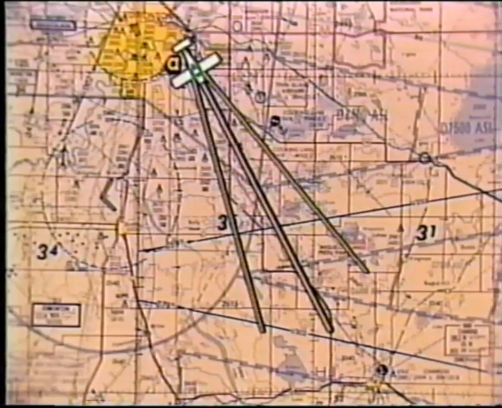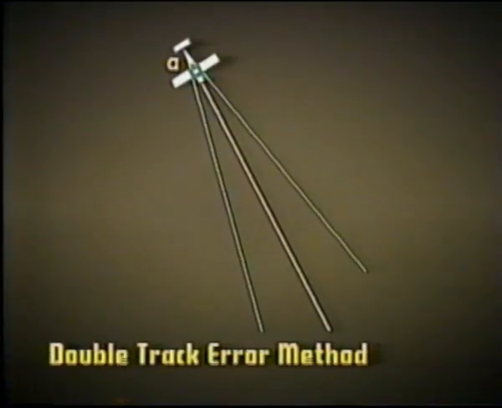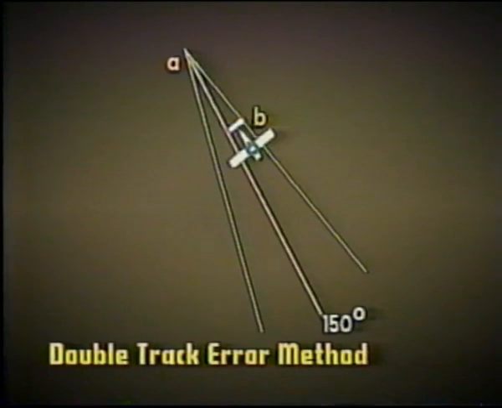The first method is the double track error method. You have calculated your heading to reach your destination at 150 degrees. About 15 miles from point A, you accurately pinpoint your position at B. Using the 10-degree drift lines as a guide, you estimate the opening angle, or track error, is about 6 degrees to the left of the required track. Now, if you alter your heading by 6 degrees, you will fly a path parallel to the required track.